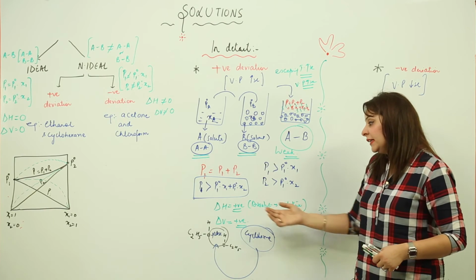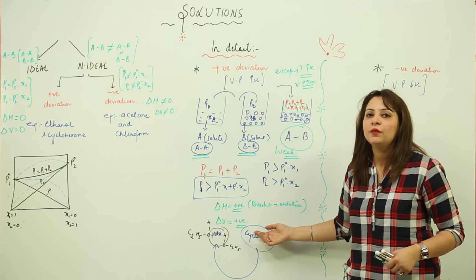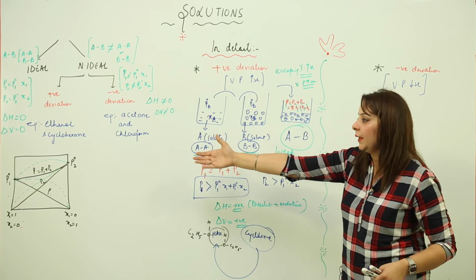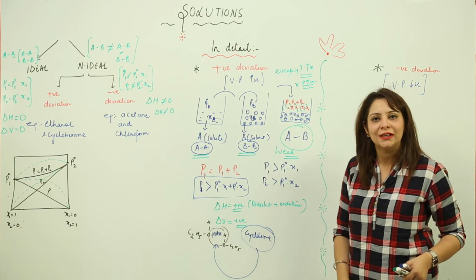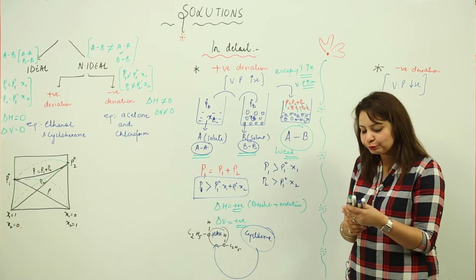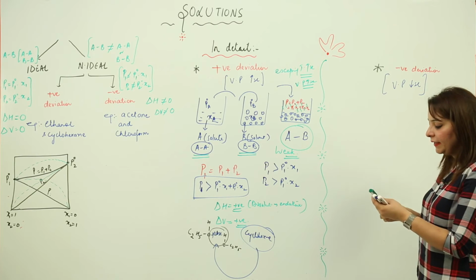And likewise, the heat delta H is going to be positive, delta V is going to be positive, and moreover, you can say the vapor pressure is just going to increase. So this is how you are going to show when somebody asks you about the positive deviation. Now let us see negative deviations.